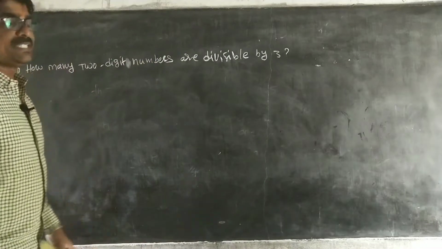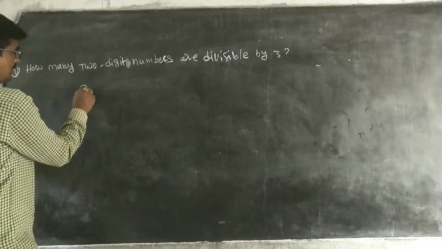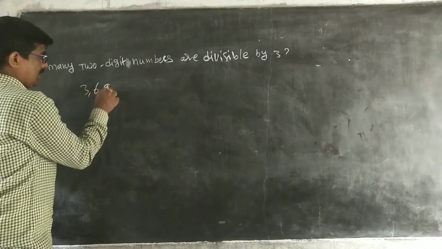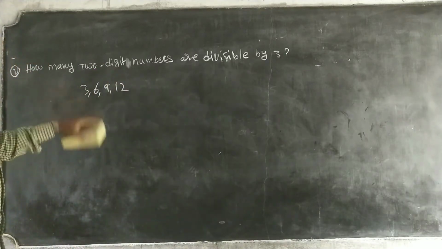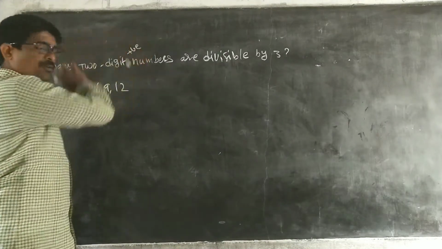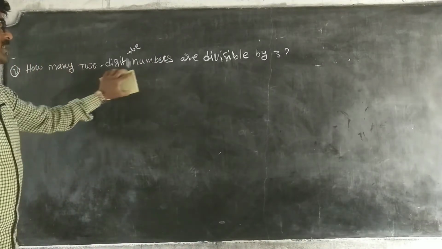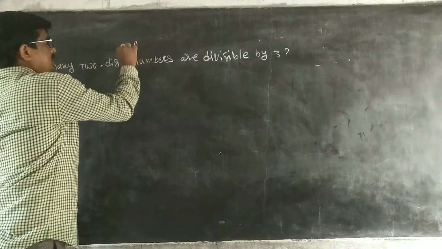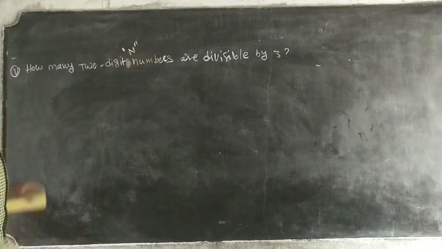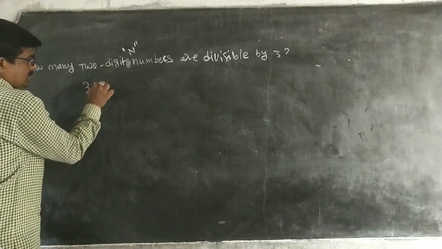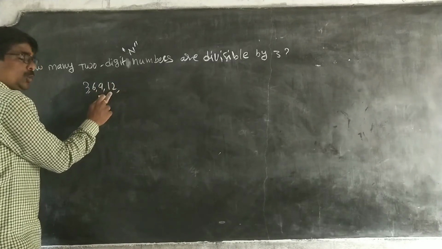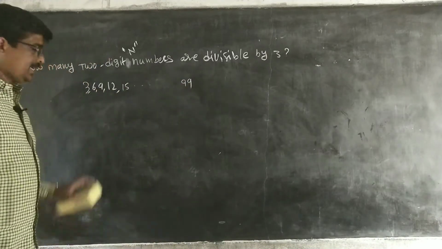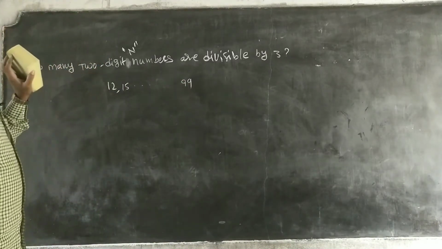So how many 2-digit numbers are divisible by 3? First 2-digit number is 12. 3 ones are 3, 3 threes are 9, then 12. We have to take positive, 2-digit natural numbers divisible by 3. First 3, 6, 9, 12. 12 is the first 2-digit one: 12, 15, up to 99 only.